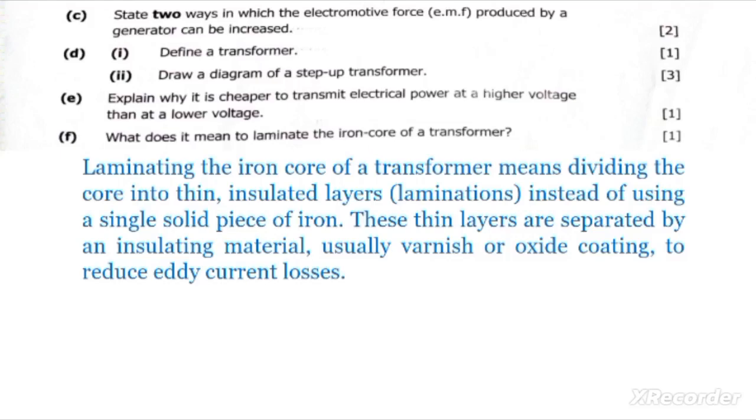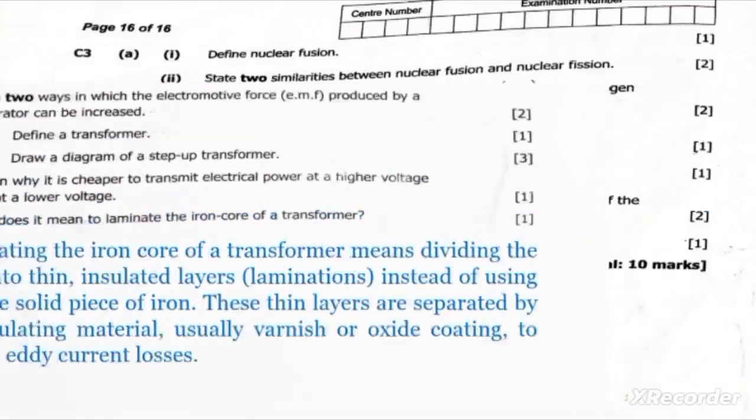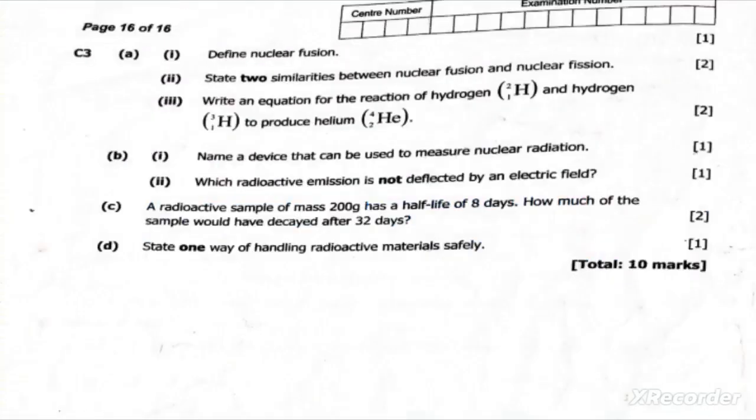We are done with question C2. Let us move to the last question, which is question C3A.